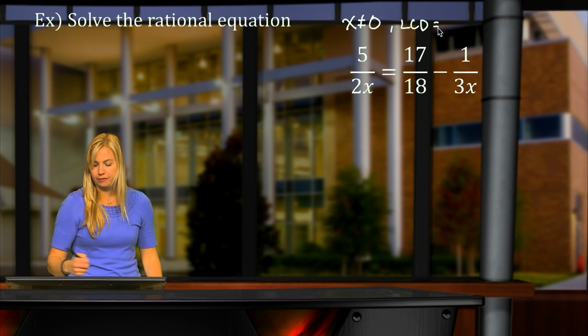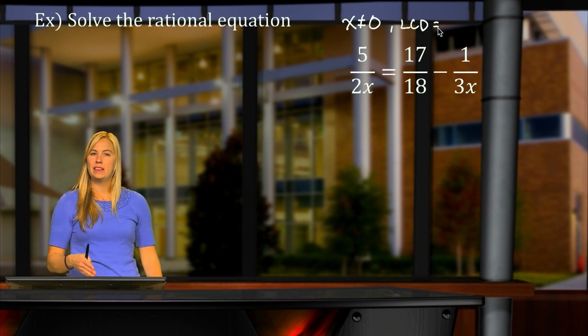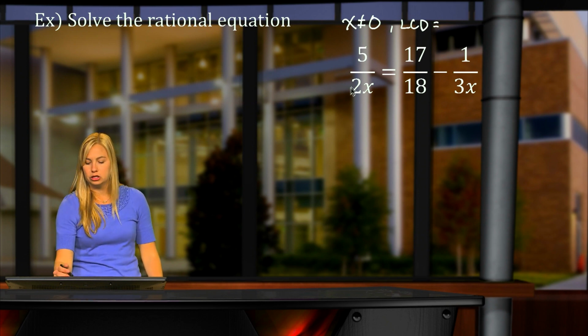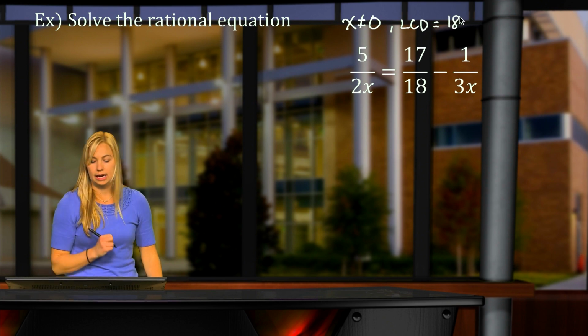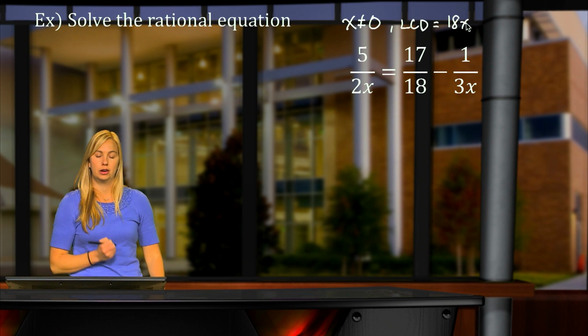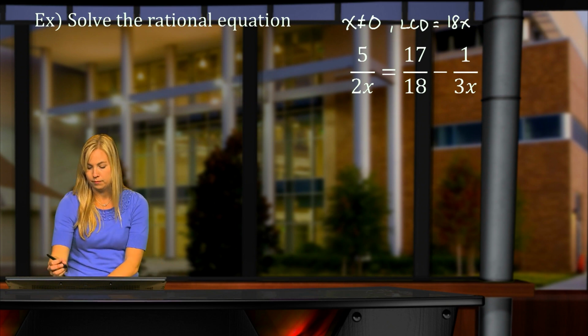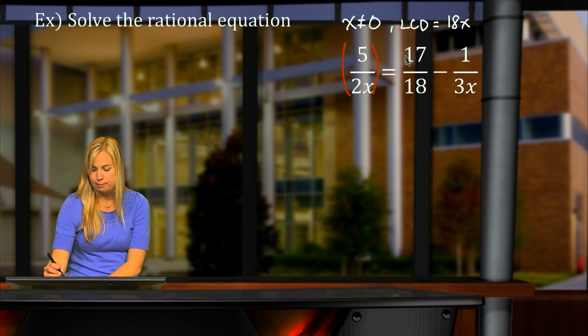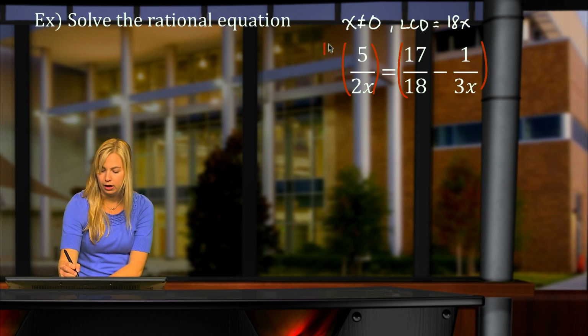And then we're going to identify the LCD. Look at the numbers or the coefficients first, the 2, the 18, and the 3. The LCD with those is 18, and since we have an x in two of our denominators, we have an x in our LCD. Now we're going to multiply both sides of our equation by our LCD, 18x.